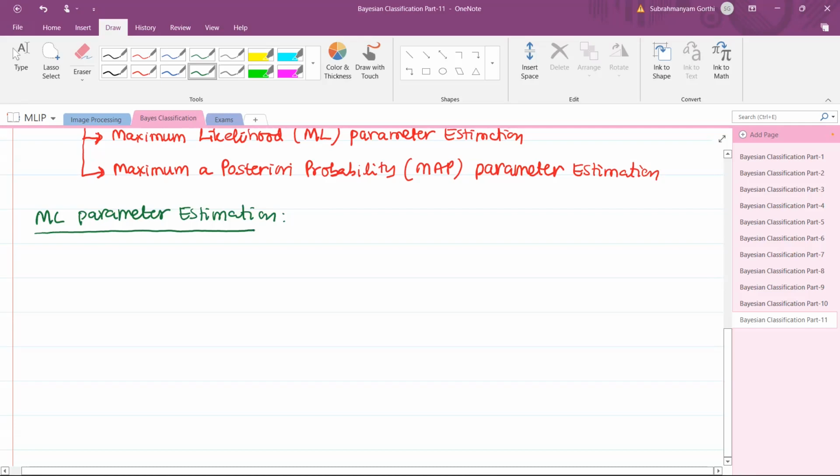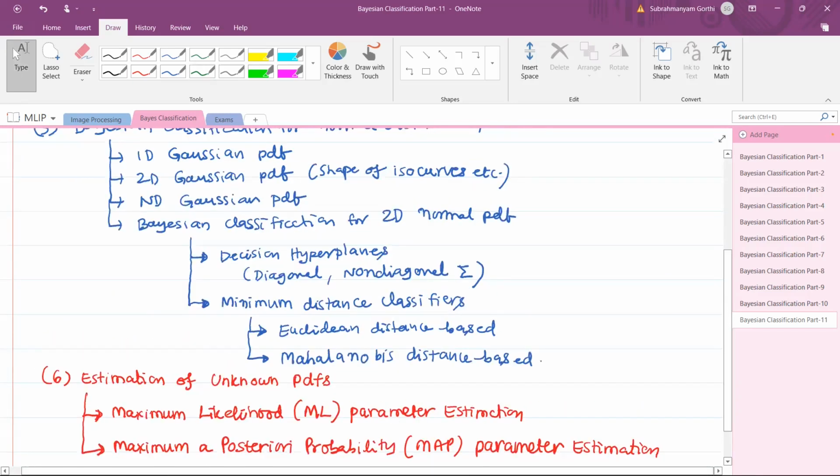So before we do any of these things, let's look back and question ourselves. Suppose I have given you n number of samples, and I told you that, let's say, out of these n samples, these n1 samples belong to class 1 and n2 samples belong to class 2.